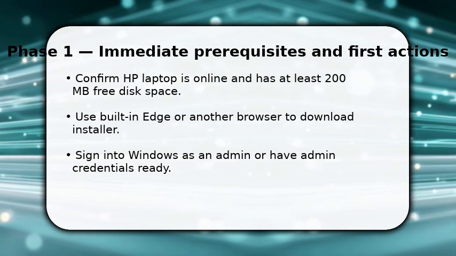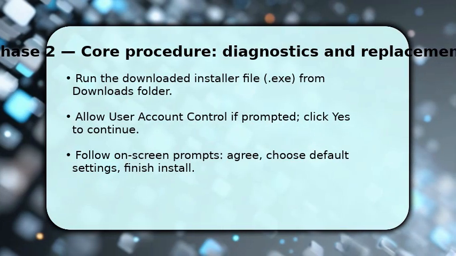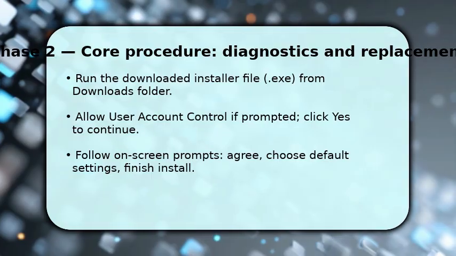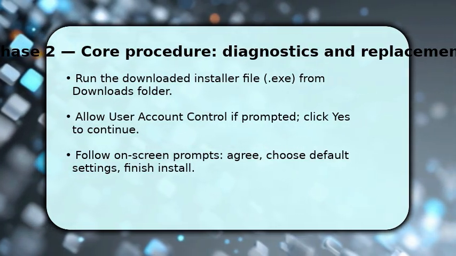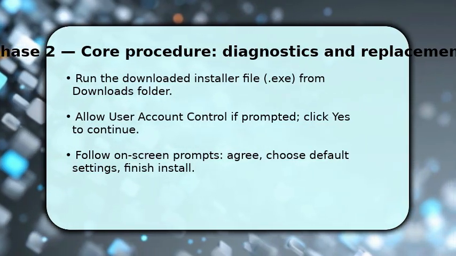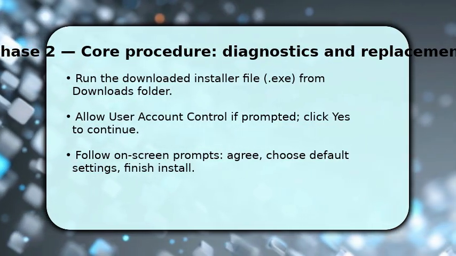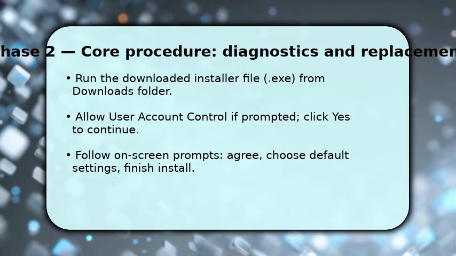You run the installer by double-clicking the downloaded exe in Downloads. That triggers setup. When user account control appears, allow the change so installation can proceed. This is a security checkpoint. Follow the prompts, agree to the terms, accept default settings unless you need different privacy options, and let Chrome install. Installation takes a minute or two.